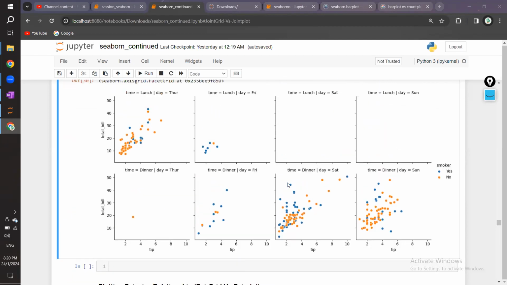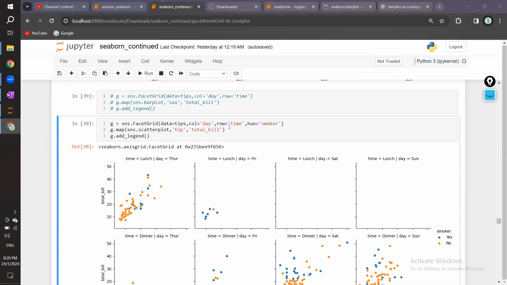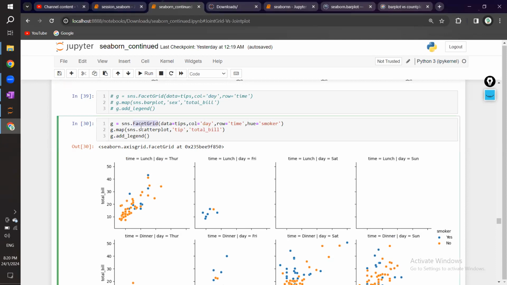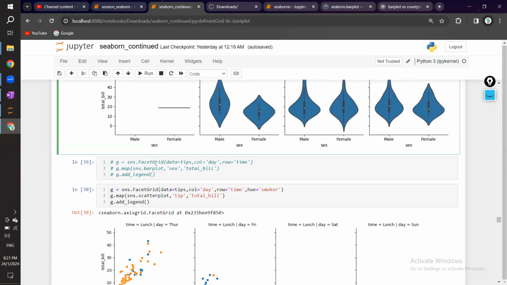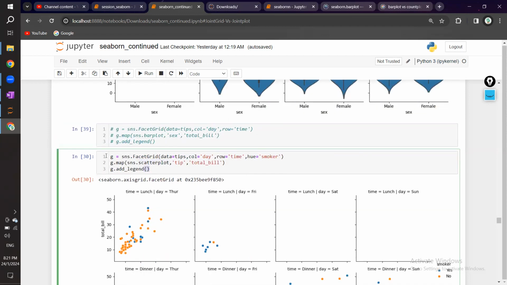In the previous session, we have seen till this point, till this section, right? Over here we have seen what is facet grid, and we have understood how we can create a facet object and then mention the type of scatter plot. So these are the ways. We have seen how you can create a violin plot from the facet grid, and also how you can create a scatter plot using the facet grid.